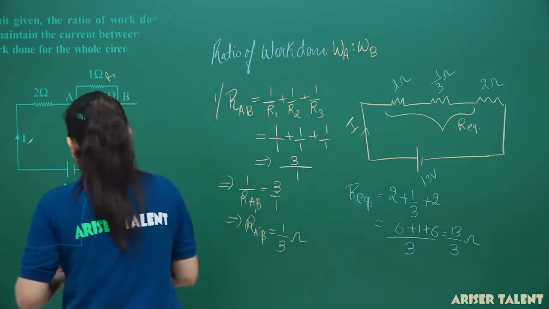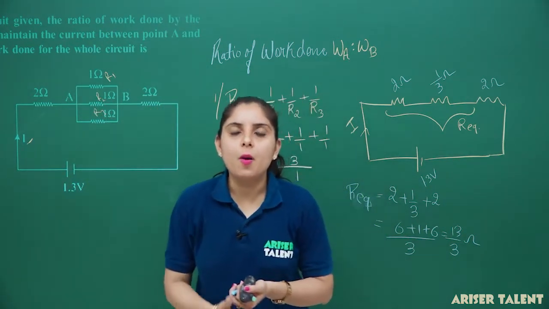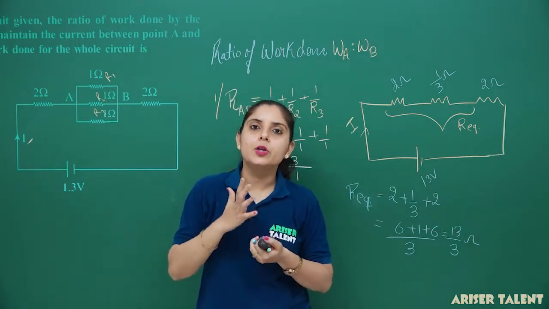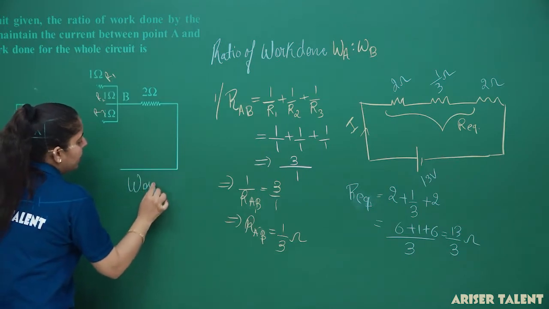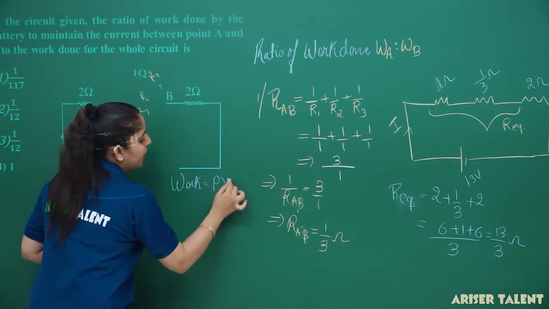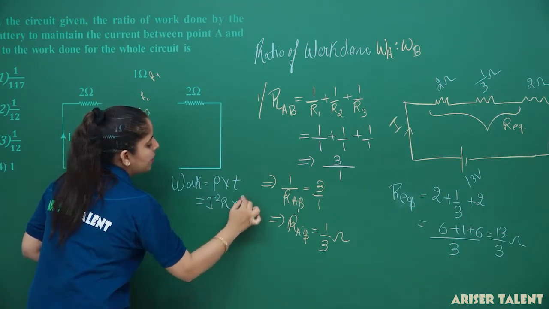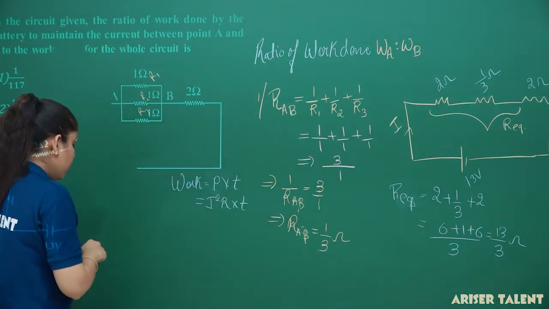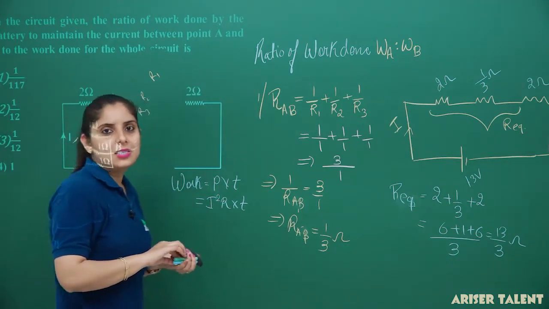Now, for calculating the work done in both the systems, we will use the formula that work is the product of power and time. So the work will be P into T, and for the formula of power we have I squared R into T. Now you have to determine the ratio of work done in both the systems.